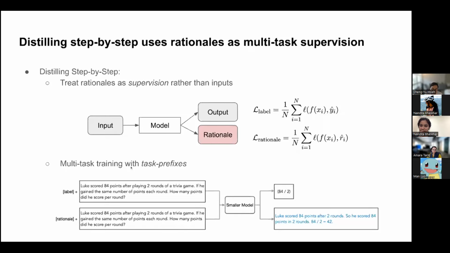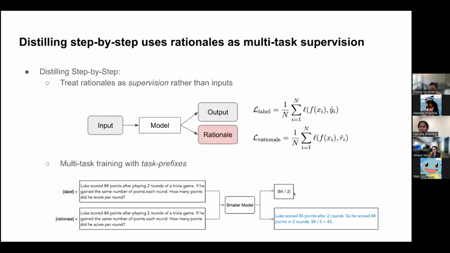So here, there are two tasks. If we prepend the label token, which is literally the word label, as a task prefix to the input question, we train the small model to output the label. But if we prepend the rationale token to the original input question, we train the small model to output the rationale extracted from the large language model. Through these task prefixes, we are effectively incorporating rationale prediction as an auxiliary task, which can help the model learn the task more efficiently by incorporating extra information.